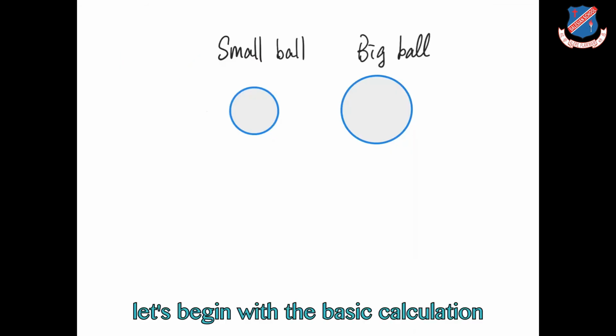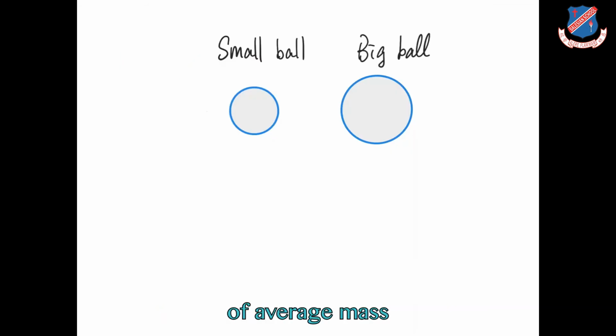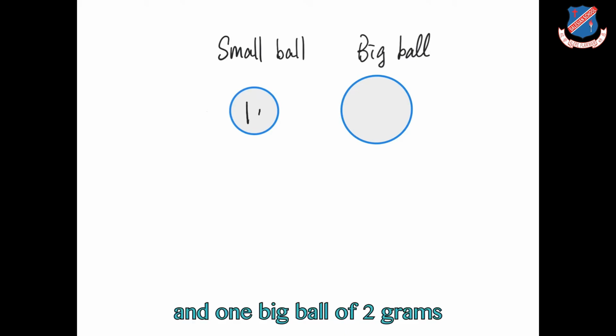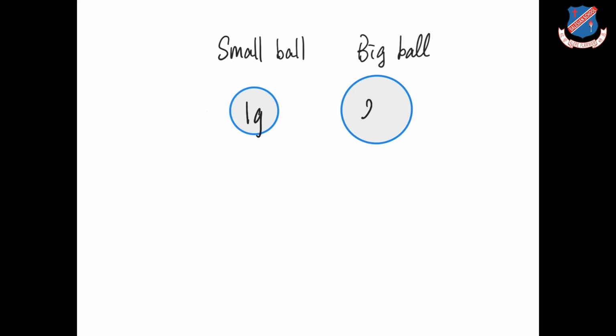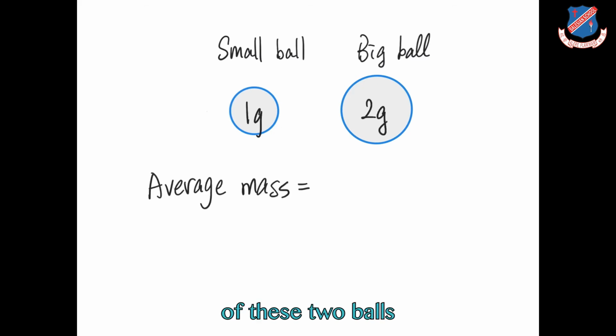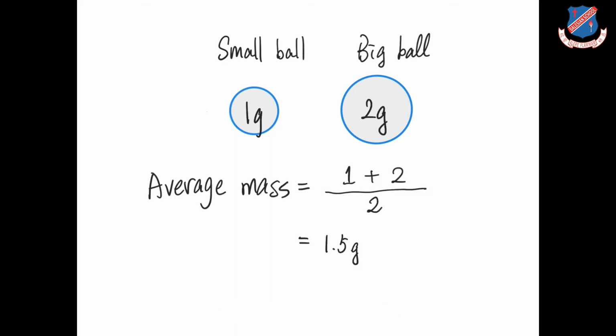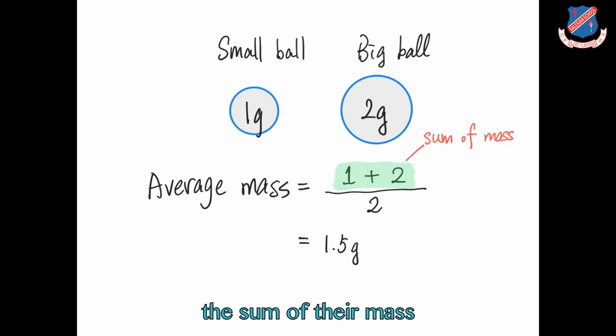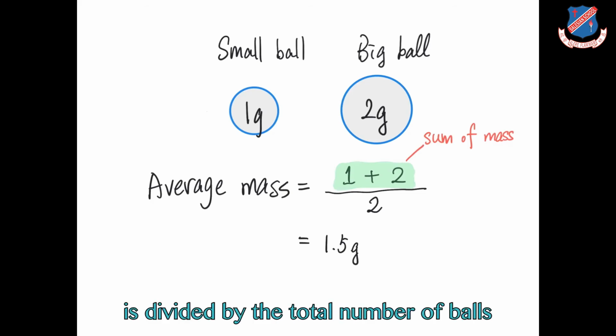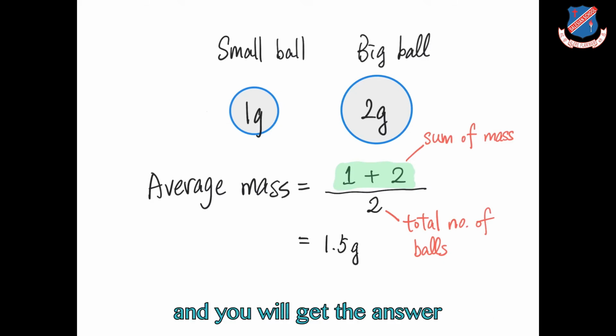Let's begin with the basic calculation of average mass. Now we have one small ball of 1 gram and one big ball of 2 grams. What is the average mass of these 2 balls? The sum of their mass, 1 plus 2, is divided by the total number of balls. And you will get the answer. The average mass is 1.5 grams.